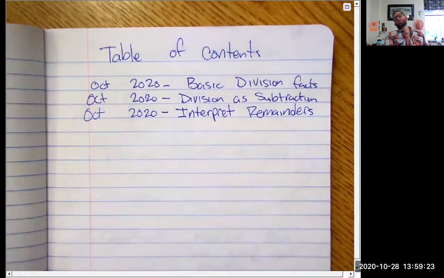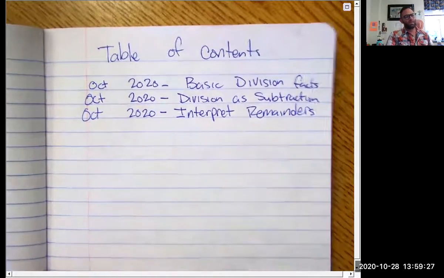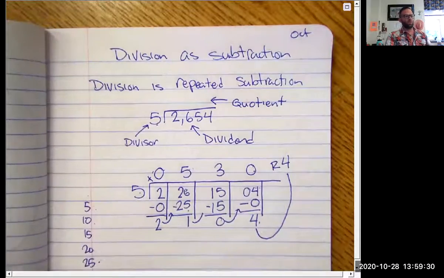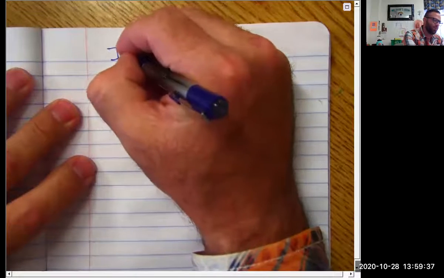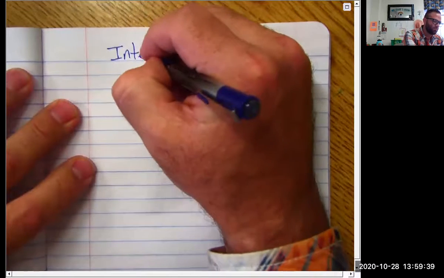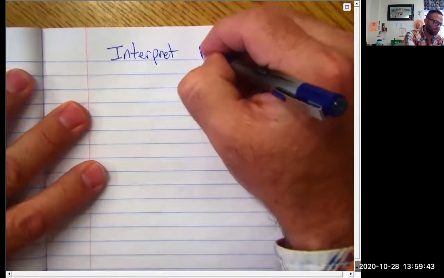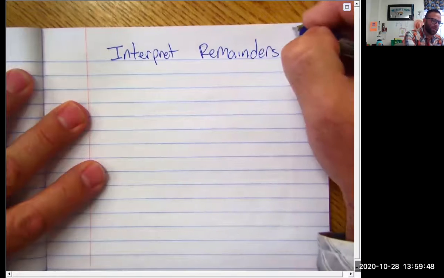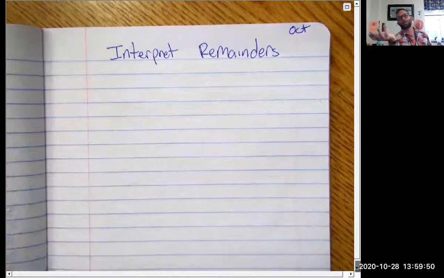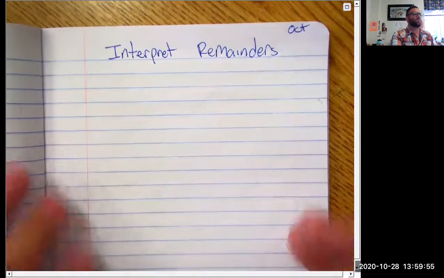Now, this is quite possibly one of the hardest concepts to learn. And I say that it's a hard concept to learn because we're going to have to write a story problem. I know. Let's go ahead and write interpret remainders on top. And let's put the date in the corner. Again, I don't know what the date is today. It's a pre-recorded lesson. Now, I'm going to try keeping this as simple as possible.